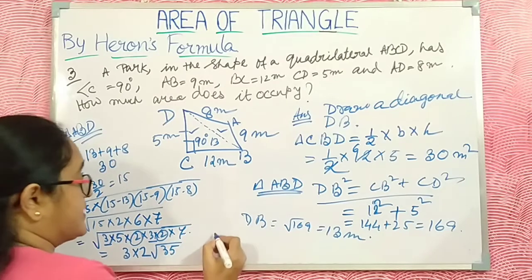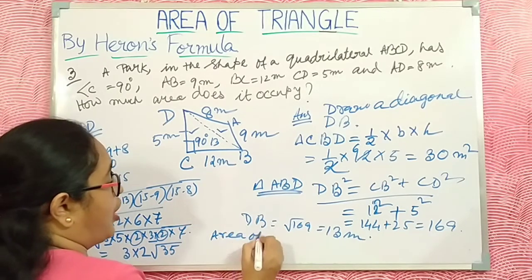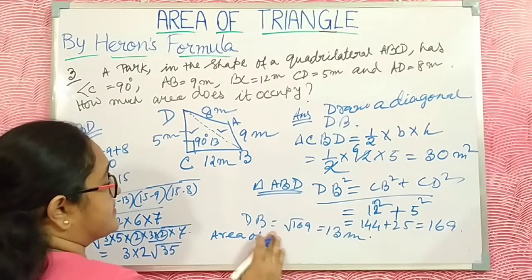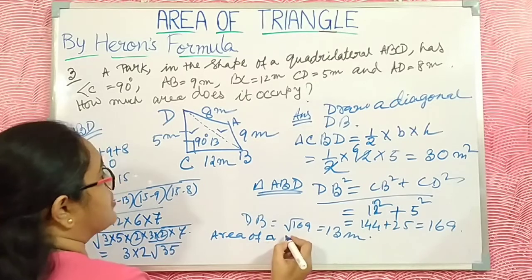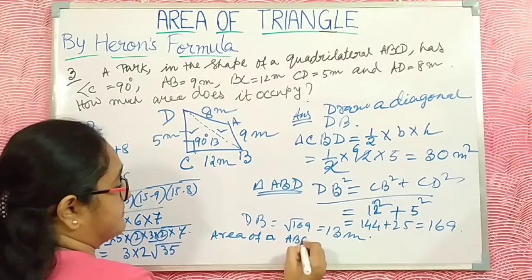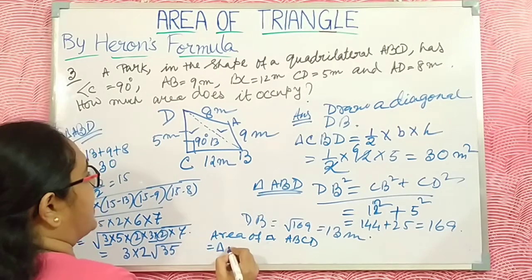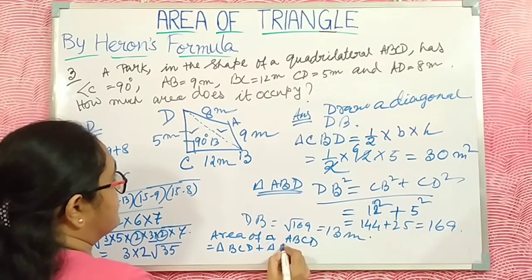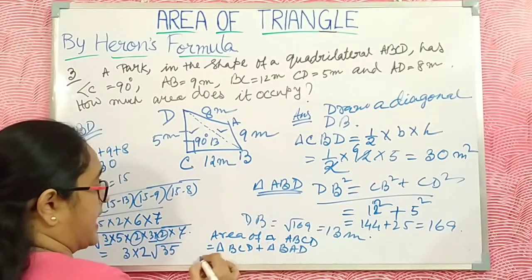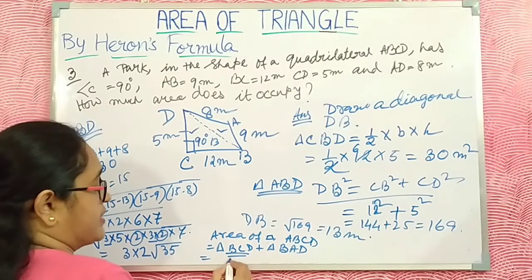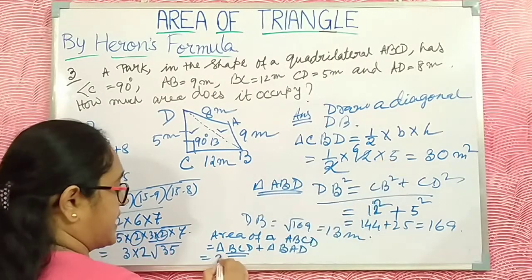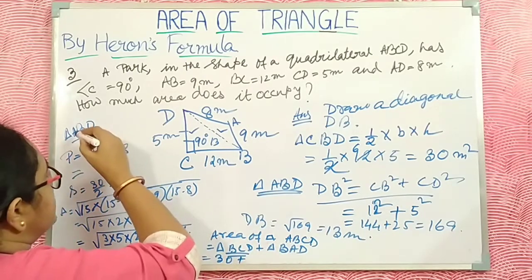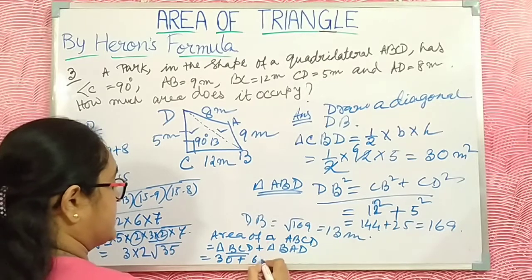Then the area of the quadrilateral, quadrilateral ABCD, is the area of triangle BCD plus the area of triangle BAD also. The area of triangle BCD or CBD, whatever it is, is 30, and the area of BAD or ABD is 6 under root 35.